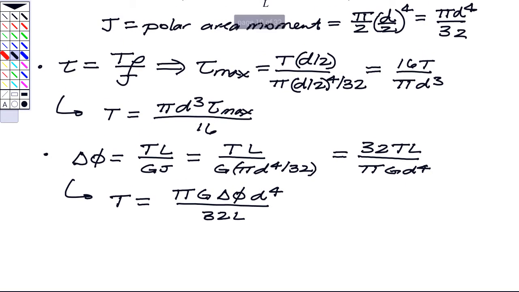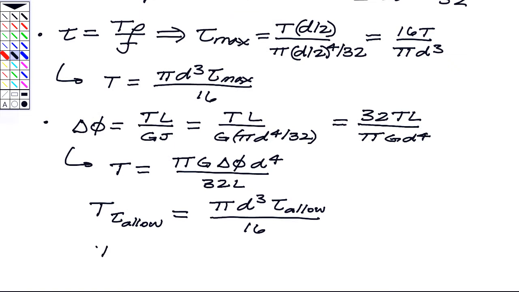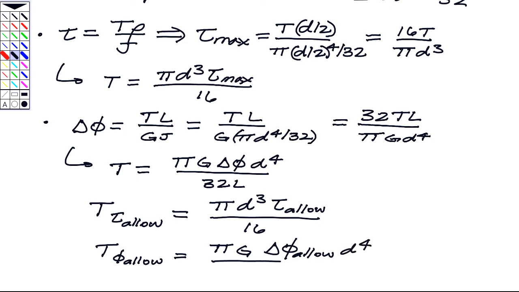And keep in mind we have to meet both conditions in terms of allowable stress and allowable angle of twist. So I will write this T sub tau allowable. That condition there, we just simply put in tau max equal to the allowable amount, which is given. The torque due to the allowable angle of twist, that would be pi G delta allowable. That's the given number that we have. D to the fourth divided by 32L.